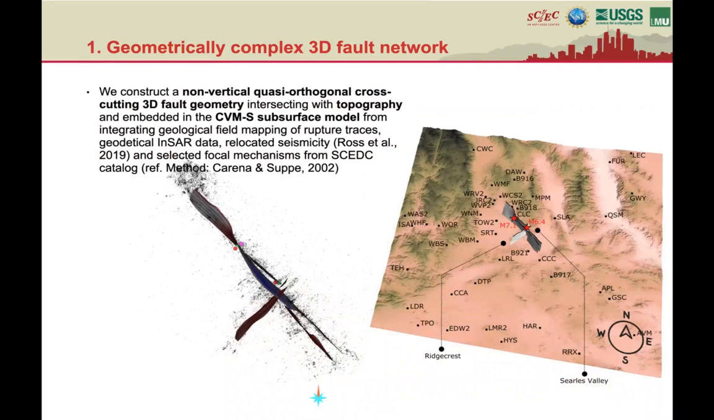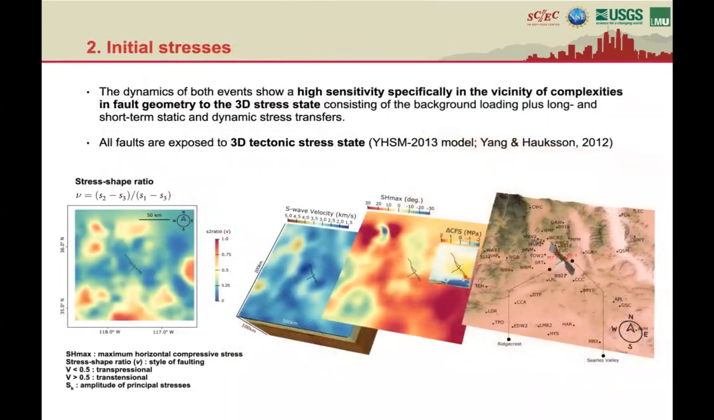We construct a complex 3D fault network following the method from Sara Carena, basically integrating geology, geodetic, and seismic data. The second is initial stresses. We found the dynamics of both events show very high sensitivity to the 3D stress state, specifically in the vicinity of complexity of fault geometry. We find that it's important to account for the regional tectonic 3D stress setup, plus the long and the short-term stress transfer that has been accumulating in the region.